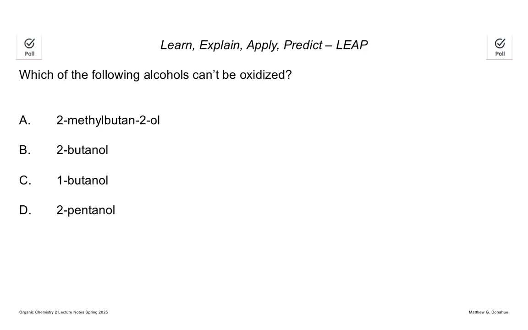So here's a question about classification based on the nomenclature. And the key word here is can't. So regardless of whatever reagents we're using, one of these cannot be oxidized. So A. So let's draw that out.